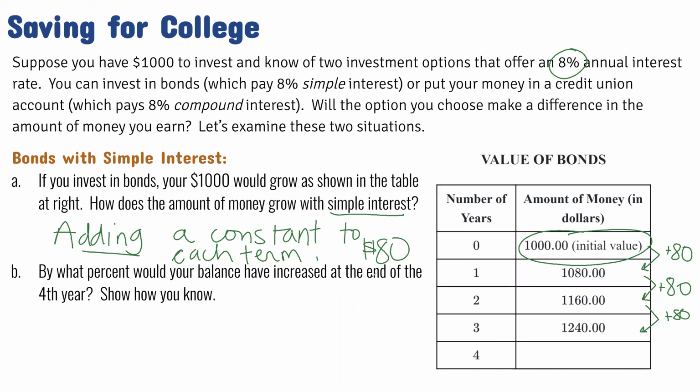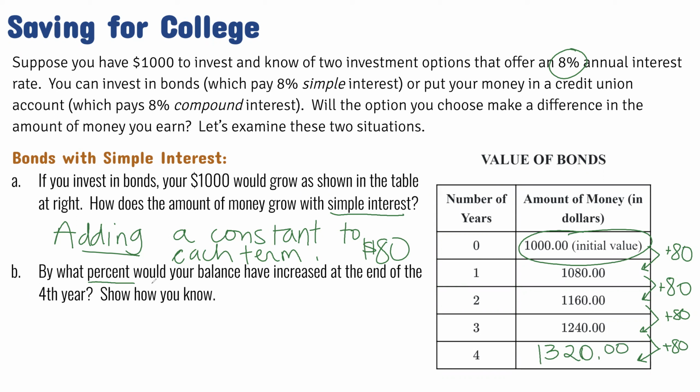By what percent would your balance have increased at the end of the 4th year? Well, we need to first know how much she earned on the 4th year. So I need to add 80. And I get, let's see, 1240 plus 80 in my calculator gives me 1320. So at the 4th year, she's going to have $1,320.